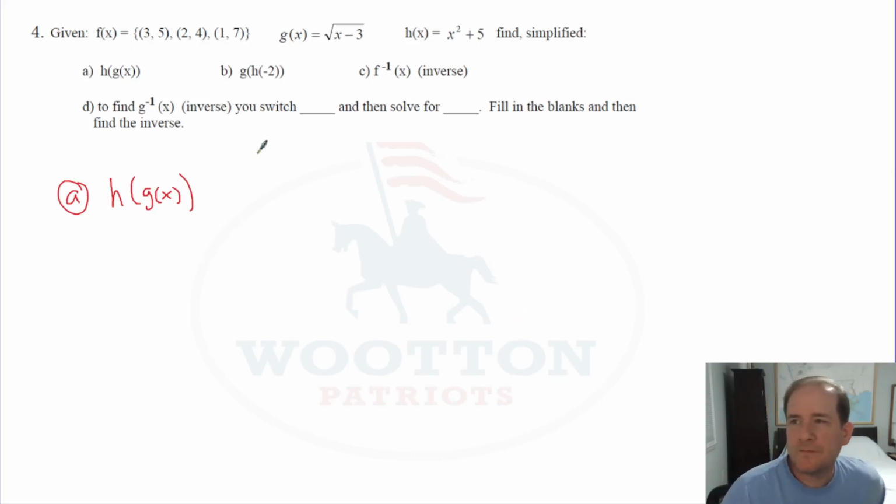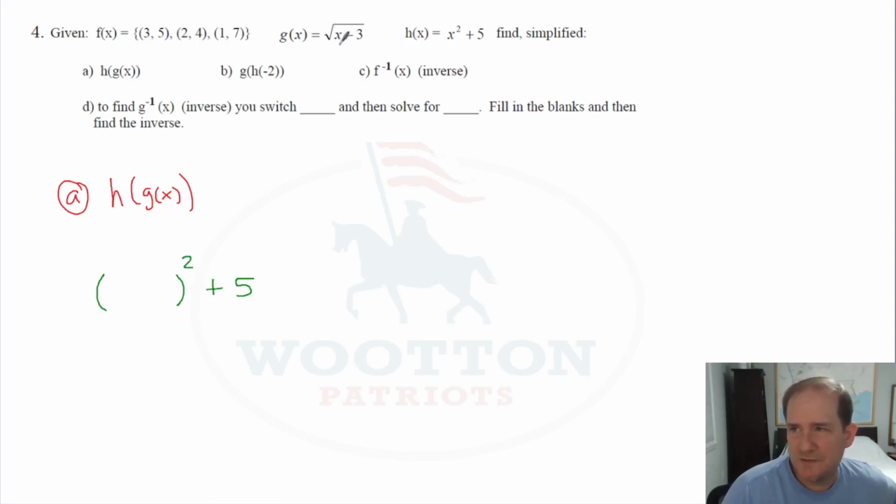Okay. Because h of x and g of x are just defined by function rules. f of x is just defined as a set of ordered pairs. That would be a little weirder to deal with if we were doing this. But to do this, you just literally take g of x and cram it inside of function h. So if function h is my outer function, then I'll go x squared plus 5. But x is no longer x. x would be the entire function g of x.